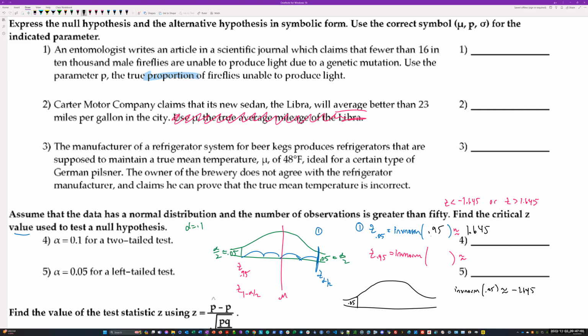Two standard deviations should be approximately 95%. So 2 standard deviations has to be approximately 1.96, right? So then this is approximately 1.645. What's this one then?